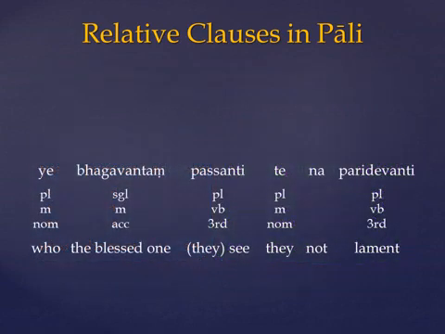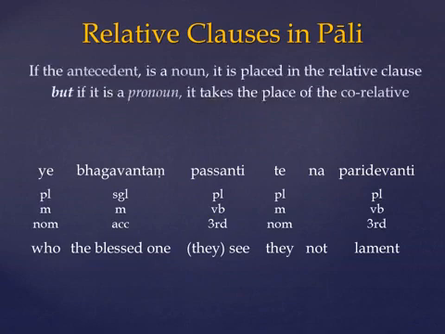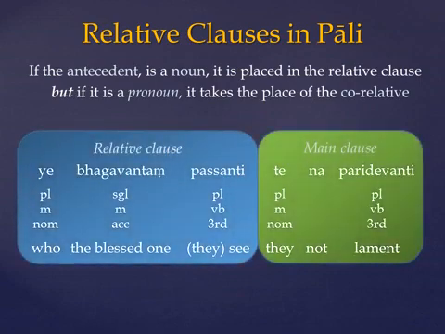Another important thing to note with relative clauses is that the antecedent doesn't always appear in the relative clause. And in this case, we take the correlative pronoun as the antecedent. Okay, now in this example, if we separate the relative and the main clauses, we can see that the pronouns ye and te are in the plural masculine, and there isn't a matching noun in the relative clause. So in this case, we have to take the pronoun te as the antecedent noun itself.